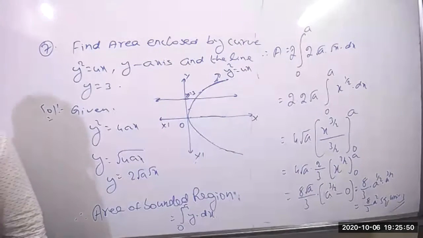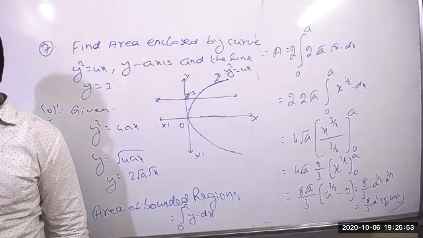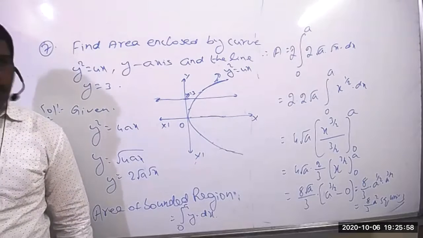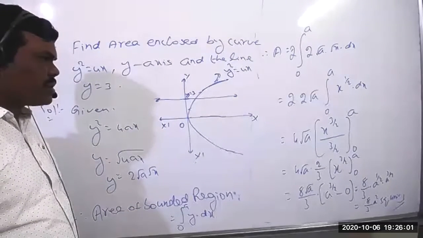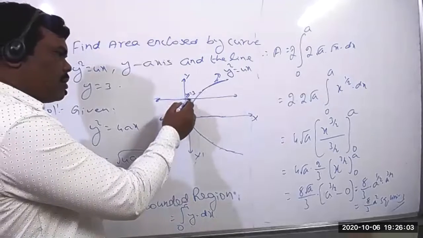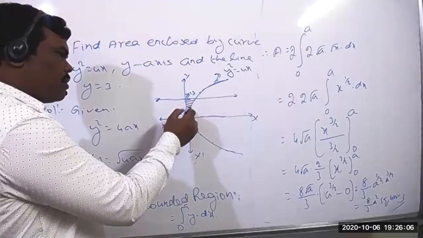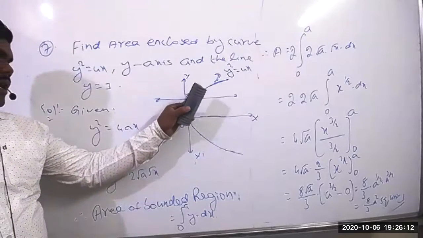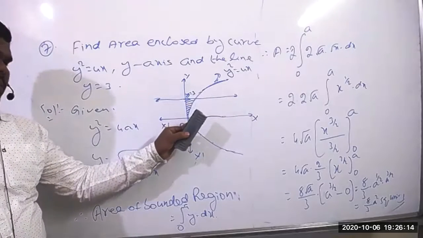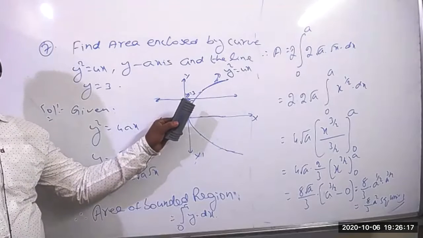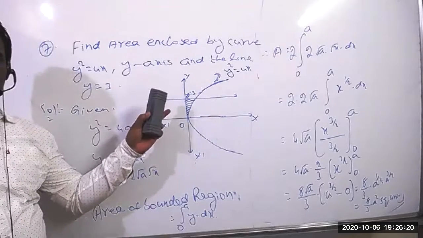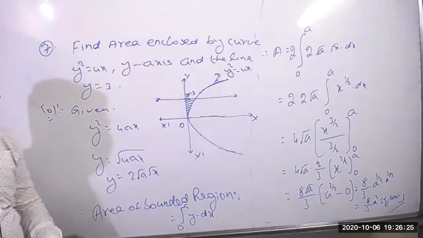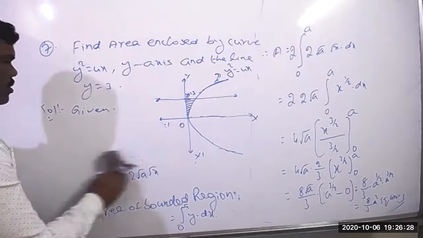Now tell me, what is the required bounded region? The limits are 0 to 3. Then where is the bounded region? This one. This is the bounded region: the line y equal to 3, the parabola, and the y-axis. But don't get any confusion, even if you take the outside also, the limits will be 0 to 3 only, and we have to find it with respect to the equation of the parabola.